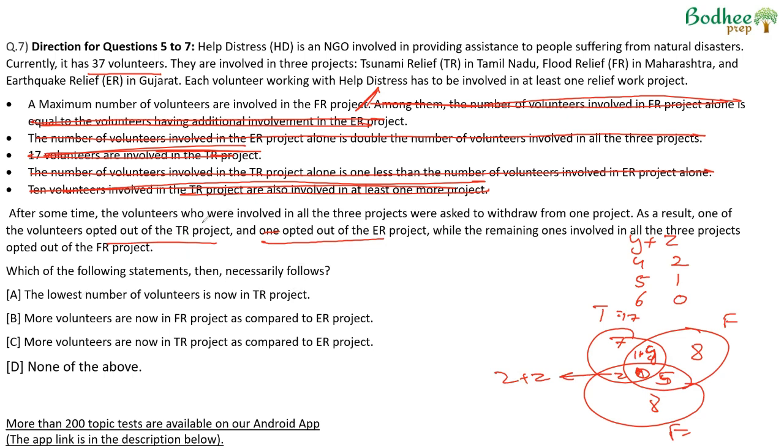Which of the following statements is necessarily true? Let us now find out the total for TR, FR and ER. TR total will now be 7 plus 8 plus Y plus Z plus 2. So this is no longer Z plus 2. So 7, 8, 9, 10 plus Z plus Y. Z plus Y is 6, so 16. FR will be 5, 8, 13, 14 plus Y. ER will be 8 plus 5, 13, 14, 15, 15 plus Z.